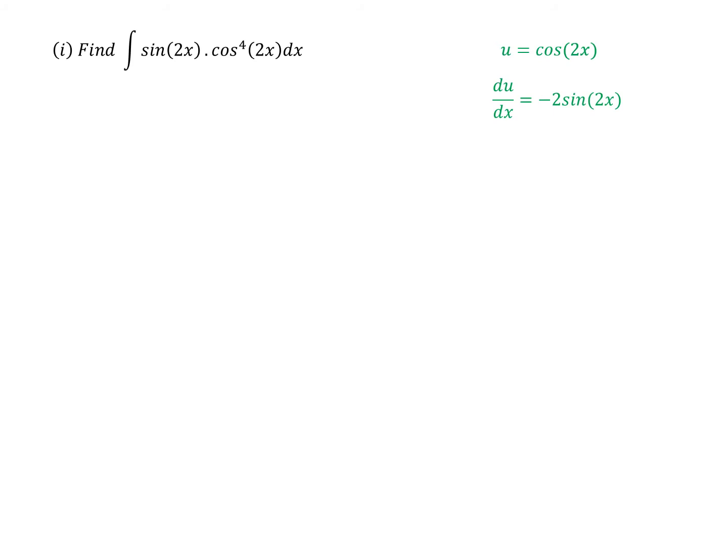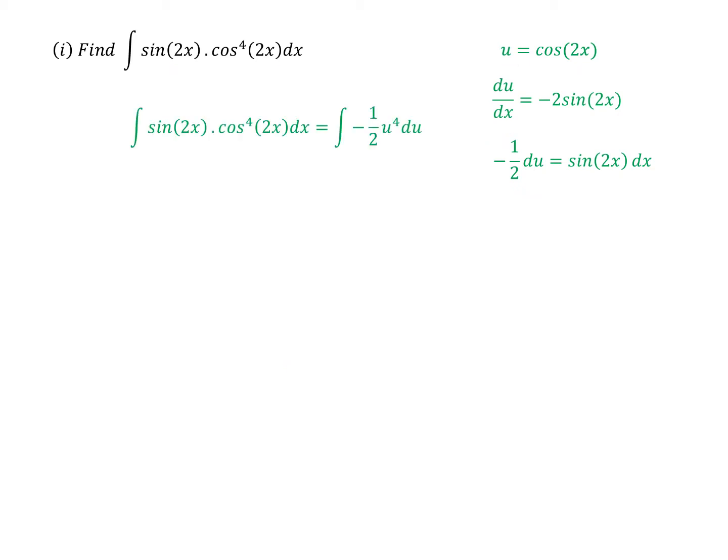And that's quite interesting because I've got sine 2x dx here. So if I can rearrange this to say sine 2x dx equals something, then I can substitute that for the sine 2x dx in one go. So multiplying up the dx and dividing by minus 2, I get an expression for sine 2x dx. So I can replace sine 2x dx with a half du, and then the cos to the 2x is basically u to the power 4.